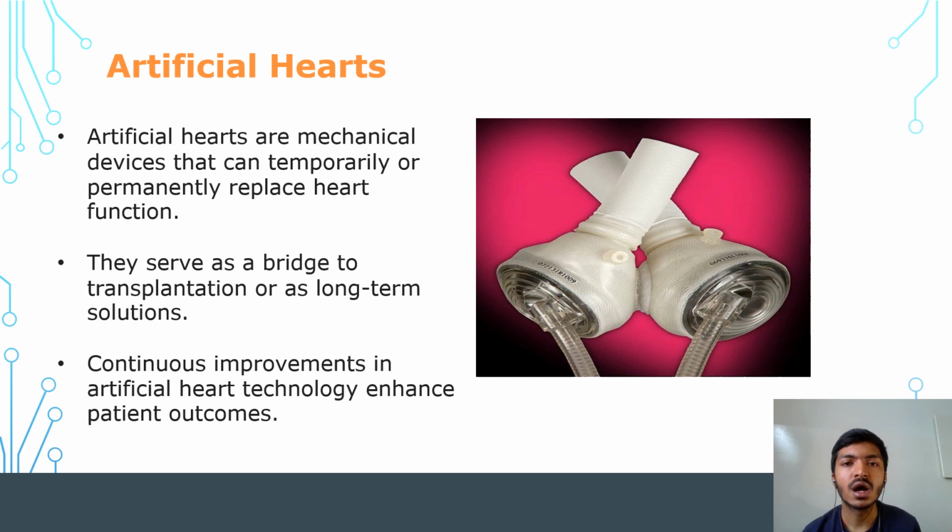Artificial hearts. Artificial hearts work like the normal heart, and they are mechanical devices that are used temporarily or as a permanent replacement for the heart function. Now, artificial hearts are used as a bridge to transplantation or as a long-term solution. The continuous improvements in artificial heart technology enhance better patient outcomes.